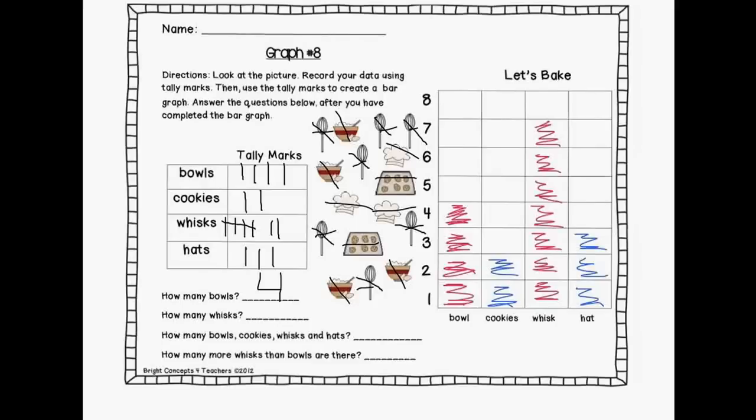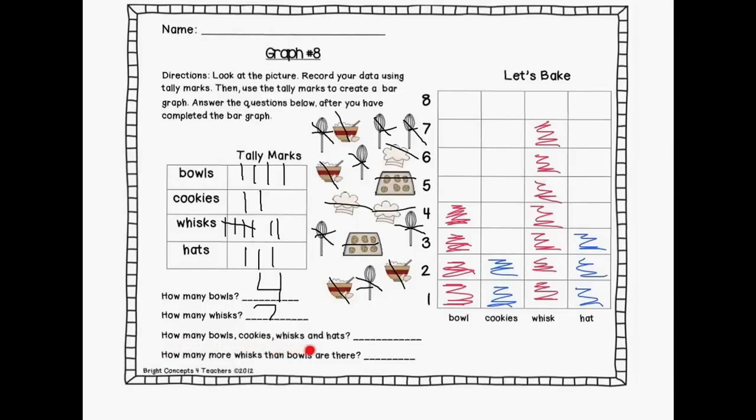The next question asks, how many whisks? If I look at my tally chart, there's seven tallies. If I look at my bar graph, it goes all the way to seven. So the answer is seven whisks. The next question asks me, how many bowls, cookies, whisks, and hats? So I'm going to circle what they want me to add together. They want to know all of the things all together.